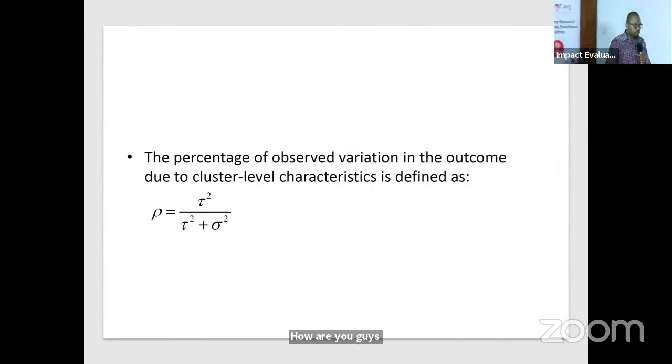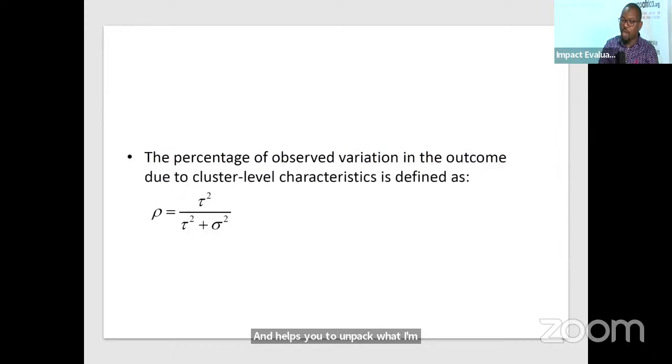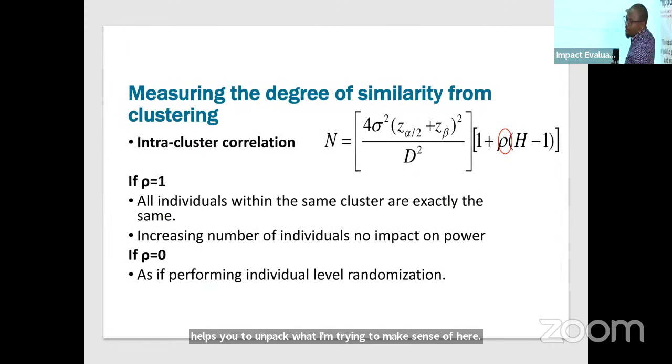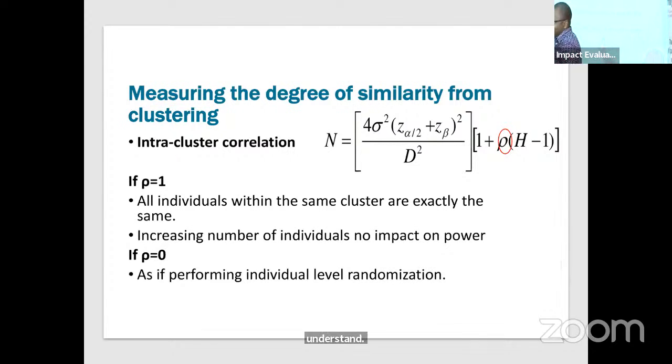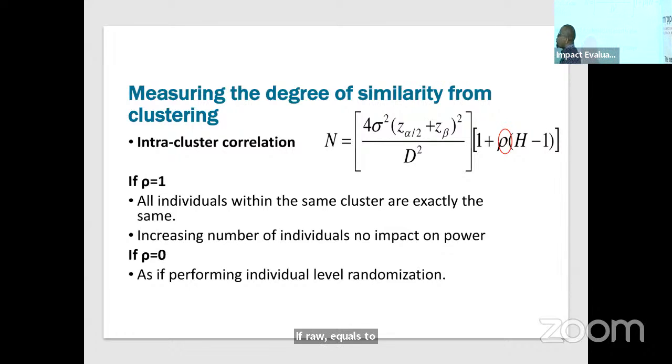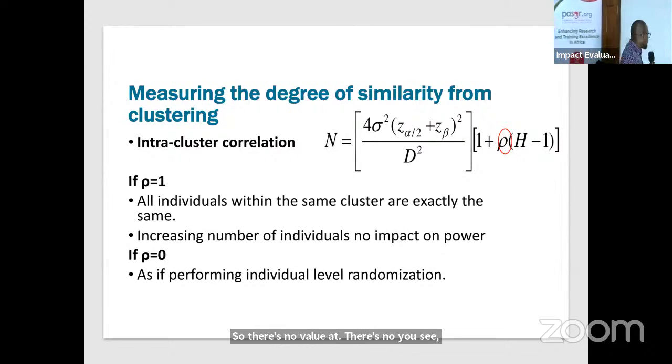I hope this is useful and helps you to unpack what I'm trying to make sense of here. So now let's go back to our formula. Now you'll understand. Because I said it in the beginning, and this is exactly what I said. If rho equals 1, all individuals within the same cluster are exactly the same. So there's no value add. There's no variation. That's what we've been talking about.